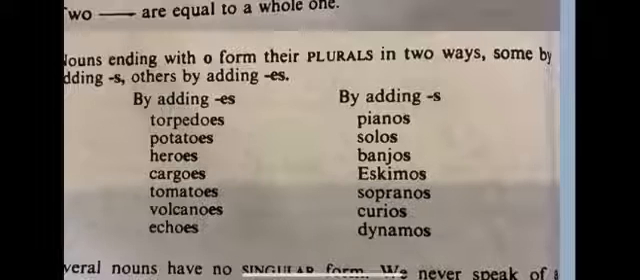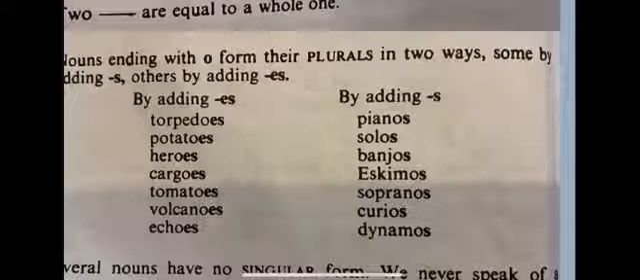Okay, so now there are some words that can be formed plural by just adding s. The first one is pianos. Piano is a musical instrument. Then the next one is solos. There are two meanings of solos as well. One is that solo means single. Solo is also a piece of music for an instrument, and the other meaning is single.